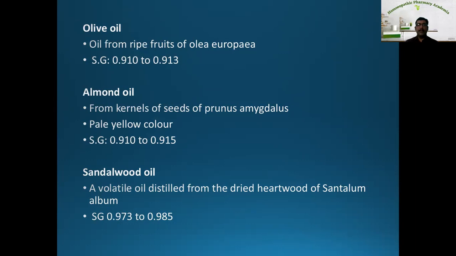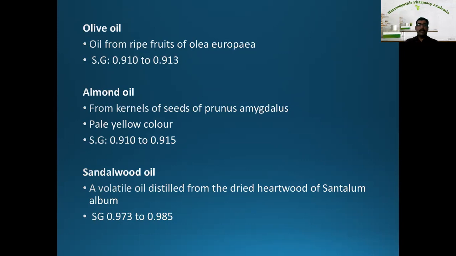Now, what are the properties of olive oil? There are some unique properties in olive oil which make it an ideal liquid vehicle, especially for external applications. Color: it is pale yellow, it is odorless, and the taste is bland. It is miscible with chloroform and solvent ether, but it is immiscible with alcohol. It will not mix with alcohol.